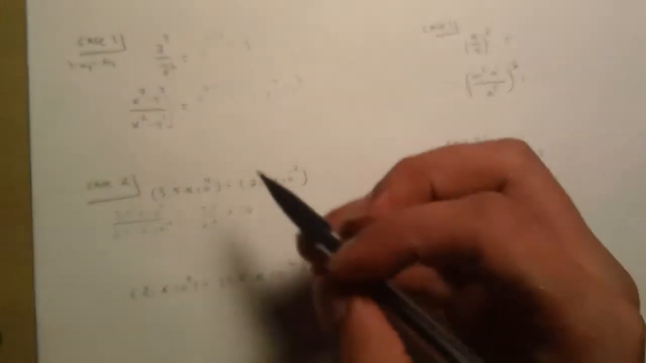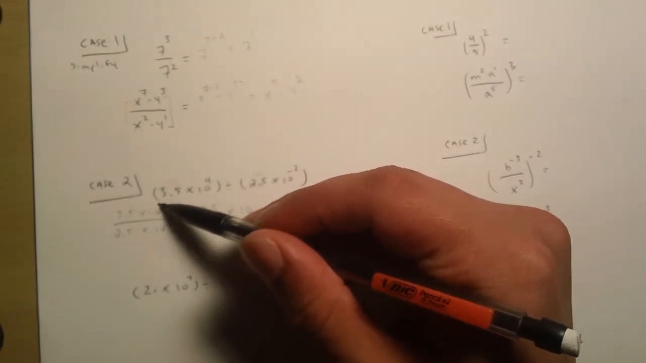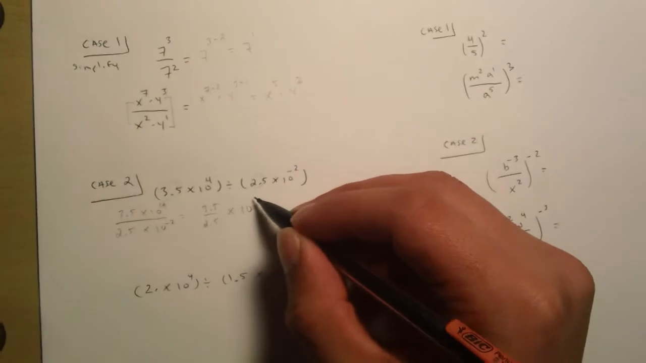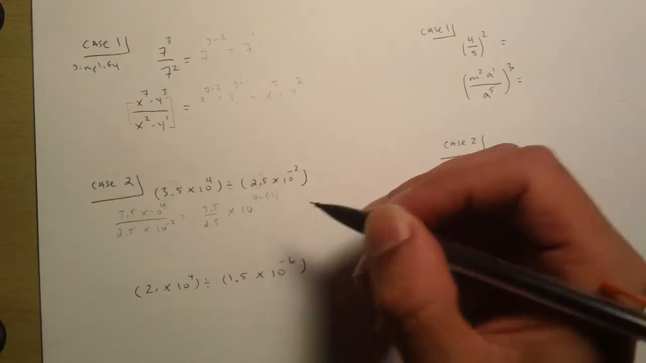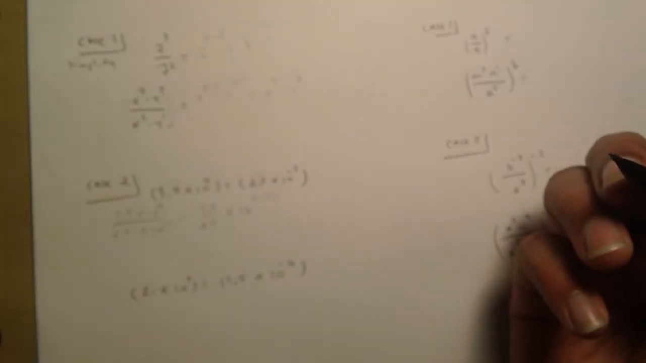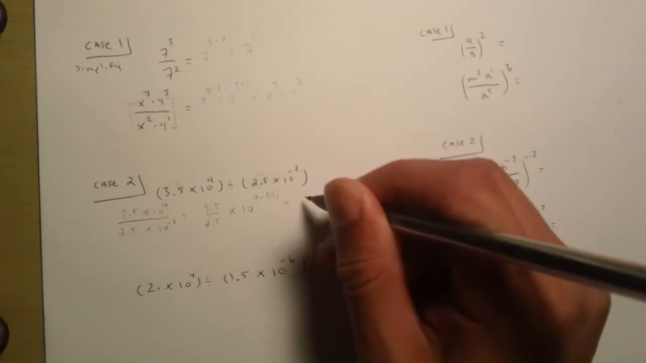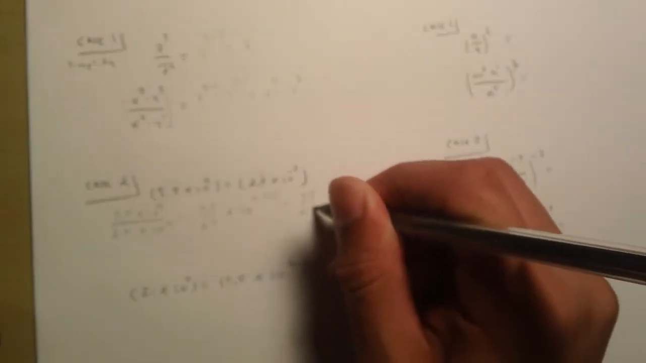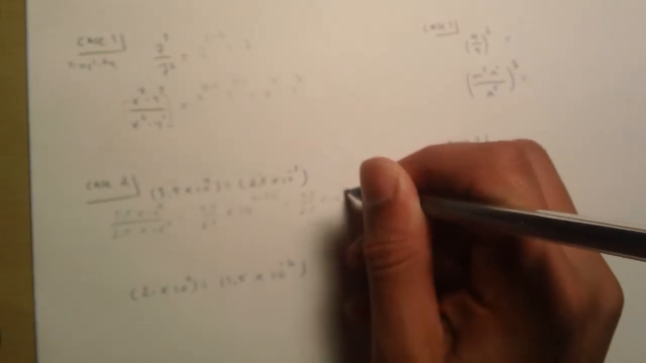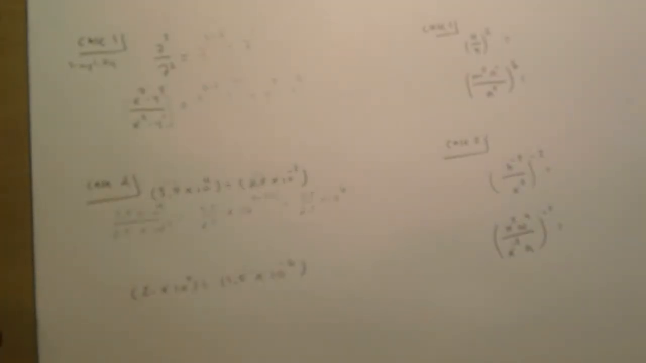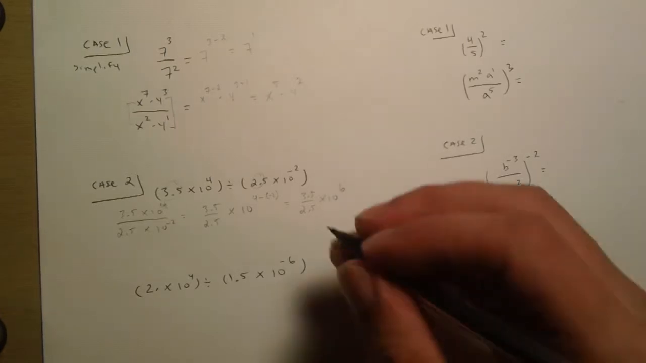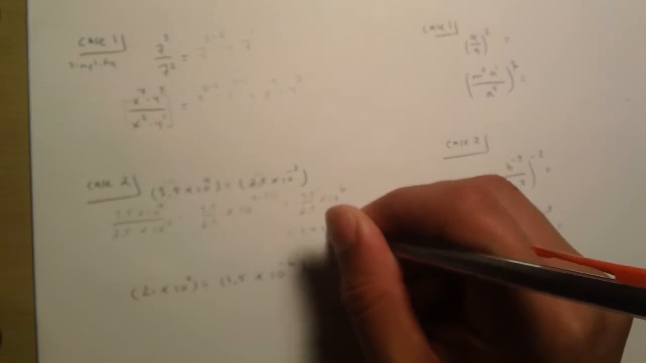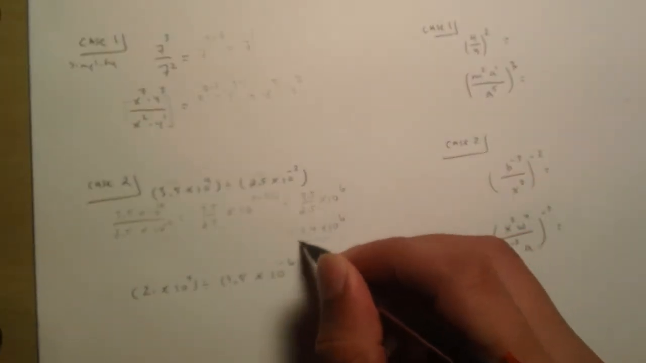times 10. You notice here the 10s share the same base, but they have different exponents. So you would do 4 minus negative 2, which is a positive, where you're just adding 2. So it will come out to be 3.5 divided by 2.5 times 10 to the 6th power. Now let me just check. 3.5 divided by 2.5 is equal to 1.4 times 10 to the 6th power. And that's pretty much what we're asked to look for.